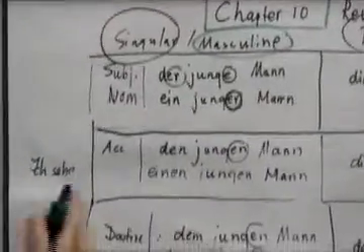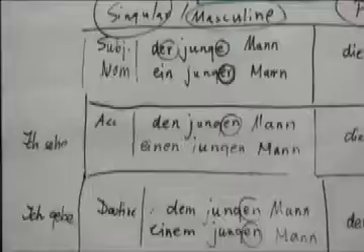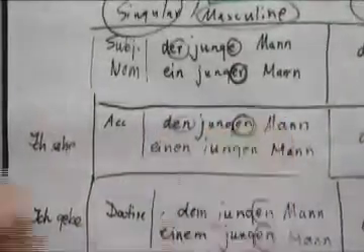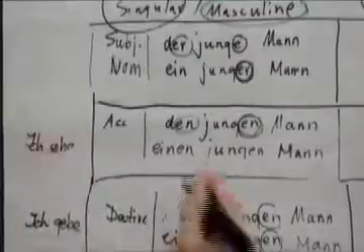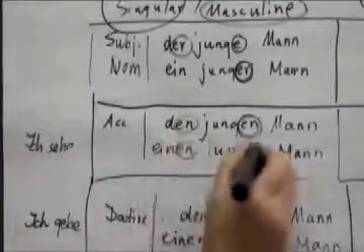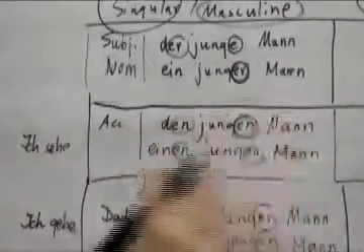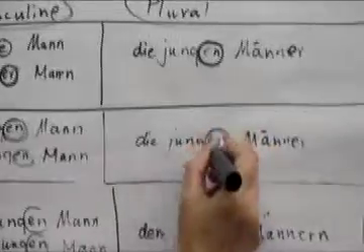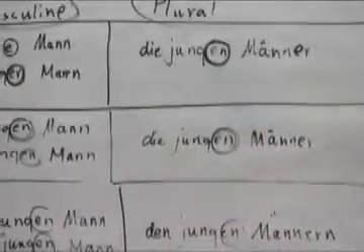Now we are using the direct object. Ich sehe, yeah? I see the young man. Ich sehe den, der to den, jungen Mann, en for adjective. I see a young man, einen jungen Mann. So en all the way through. And then if I say I see the young men, die jungen Männer, en again.